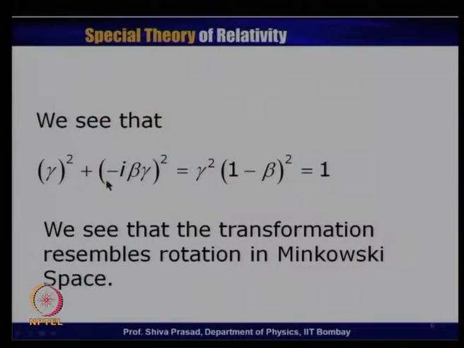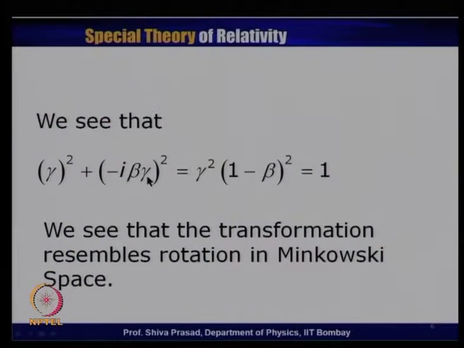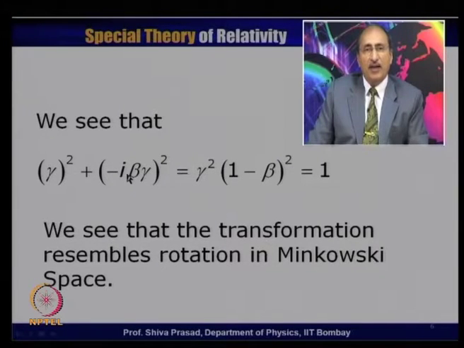As I have said, if you see gamma square plus, of course, in bracket minus i beta gamma square, this will give you gamma square, of course, minus will become plus when you square, and i square will give you minus 1. So, this becomes gamma square multiplied by 1 minus beta square, as we know that gamma square is equal to 1 divided by 1 minus beta square. That is the definition of gamma. So, this whole quantity becomes equal to 1.